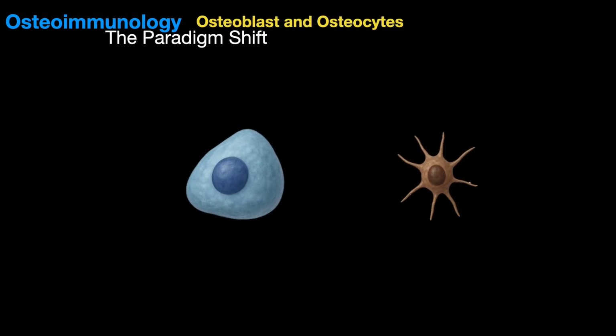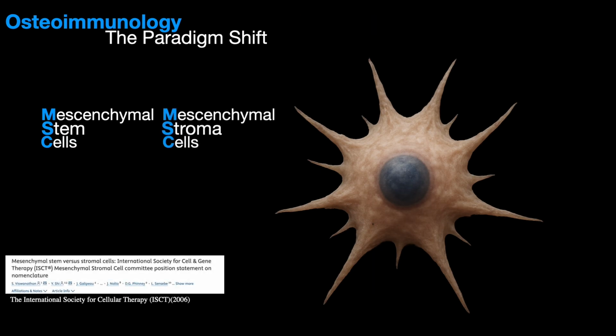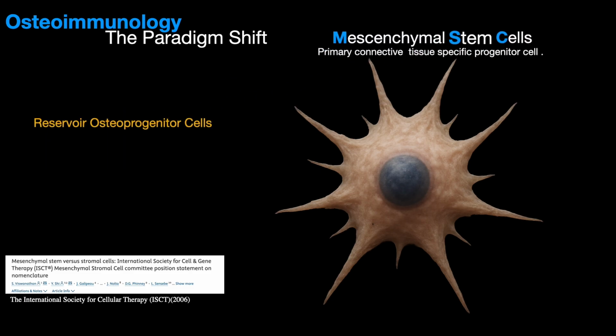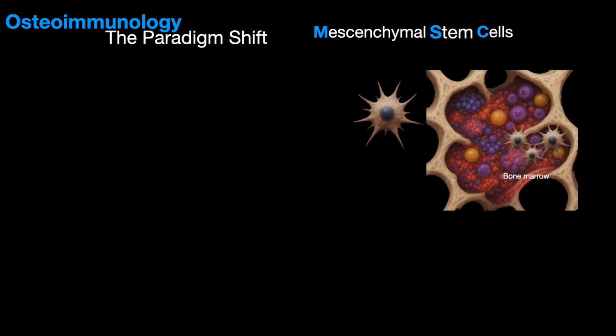To start, we'll introduce you to the bone forming cells. So you have the osteoblasts and osteocytes. They both derive from the mesenchymal stem cell, or more precisely mesenchymal stroma cell. These are the main reservoirs of osteoprogenitor cells. They are primary connective tissue cells that can differentiate into multiple lineages.